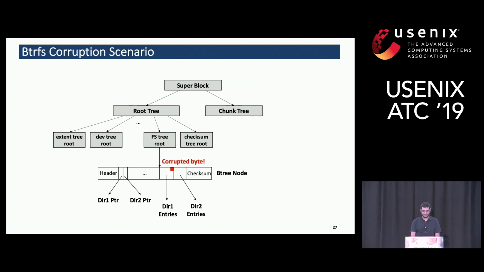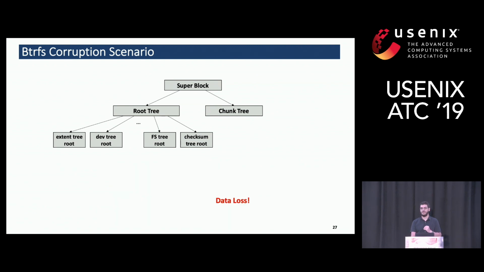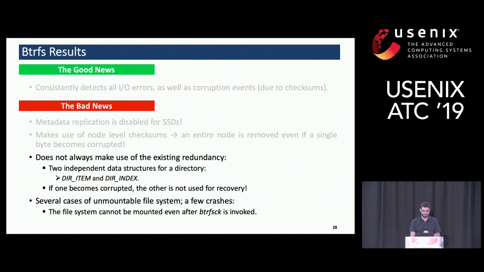However, in case a single byte is corrupted, then a checksum mismatch will be triggered. And due to the fact that Btrfs has disabled metadata replication for SSDs, the file system will end up discarding the entire node, suffering from data loss. In one particular test case that we ran into, the file system completely discarded 70 files and directories.